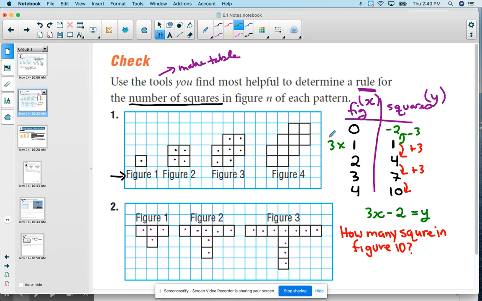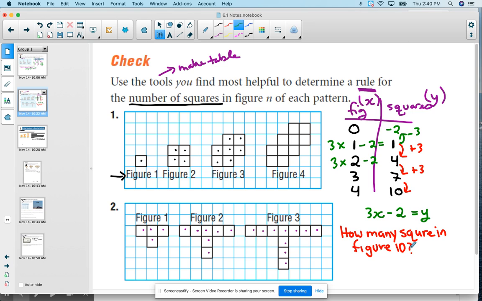Make sure it works. 3 times 1 is 3, minus 2 equals 1. 3 times 2, this is just your own self-check if you want. 6 minus 2 is 4. Okay, good, it works. So then if it was to ask you how many squares in figure 10, in theory, could you draw figures 5, 6, 7, 8, 9, 10? Yeah, but it's going to take you a little while. Or we use our rule, aka our equation.